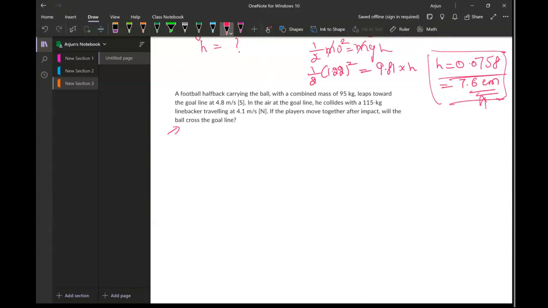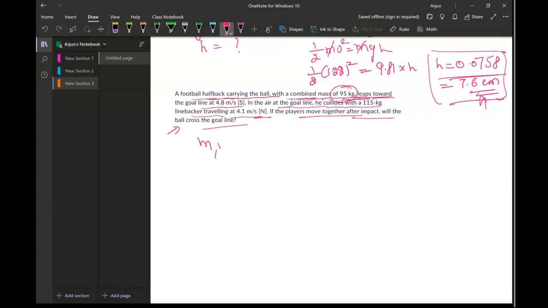All right, so the second question is more about a one-dimensional question on momentum. A football halfback carrying a ball with combined mass of 95 kg leaves towards the goal line with this much velocity. And in the air, at the goal line, he collides with another 115 kg linebacker traveling at this much. If the players move together after the impact, will the ball cross the goal line?